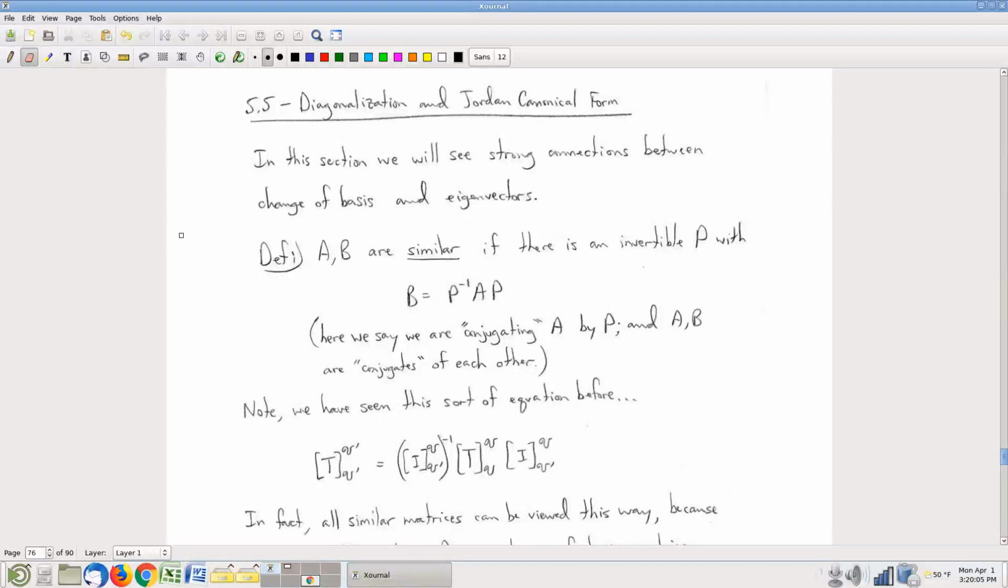Okay, so here's where we were last time. We were talking about this idea of diagonalization. So let me just remind you what diagonalization is. It's a concept that comes in stages. We have to define little bits at a time. First, this idea of similarity. What does it mean for two matrices to be similar? Well, similarity is defined in terms of a conjugation relationship.